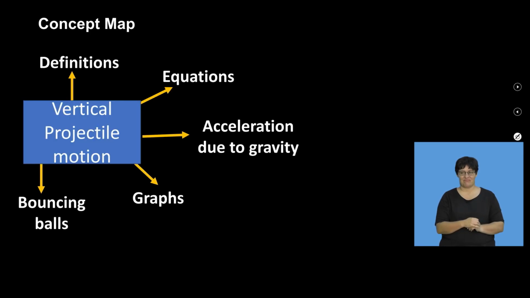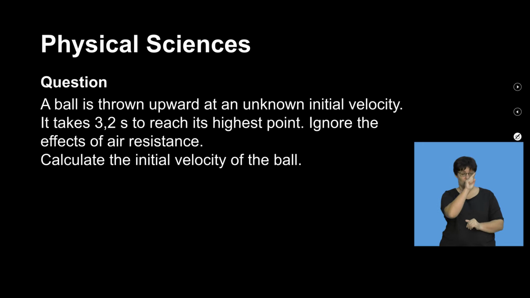First question. A ball is thrown upwards at an unknown initial velocity. So we don't know Vi. It takes 3.2 seconds to reach its highest point, and then they ask us to ignore the effects of air resistance, which is great. They'll do that with all of them, and they want Vi.